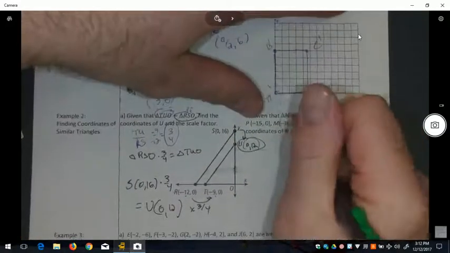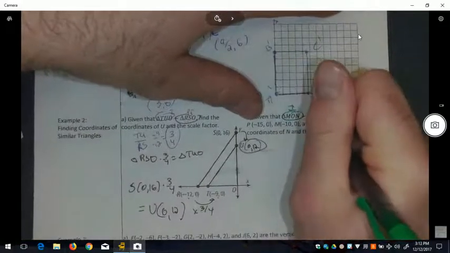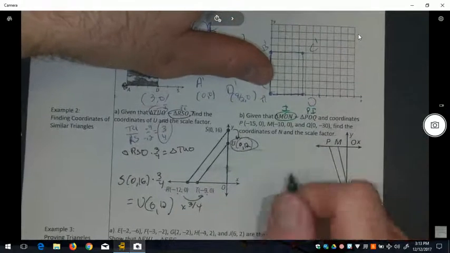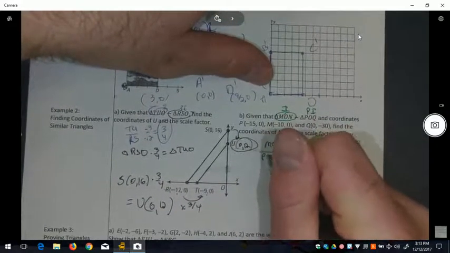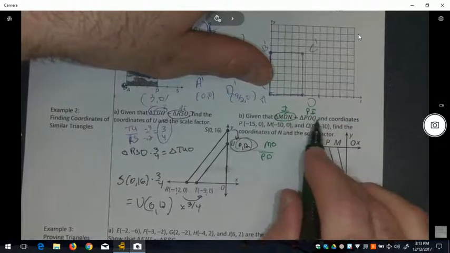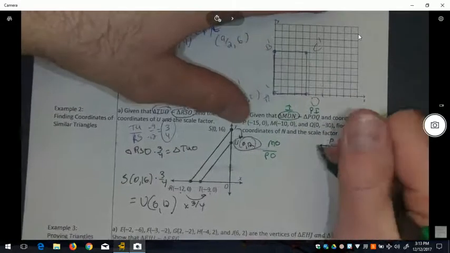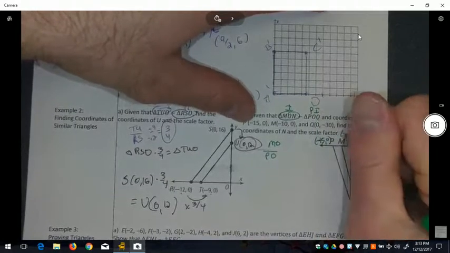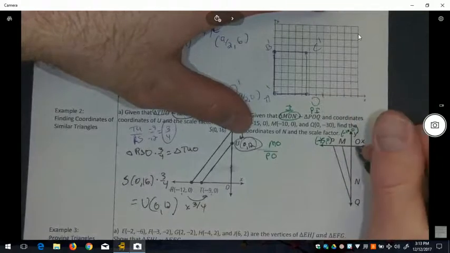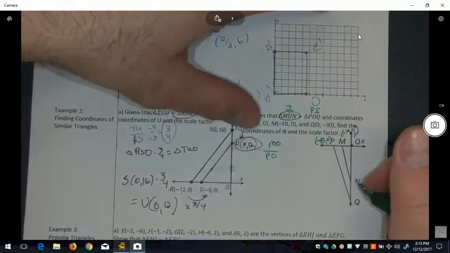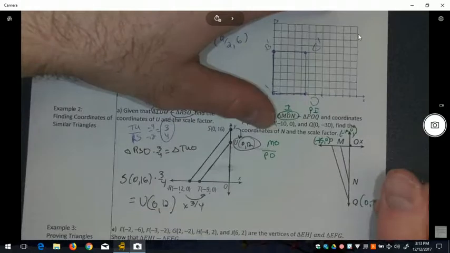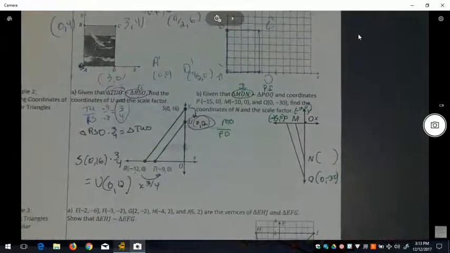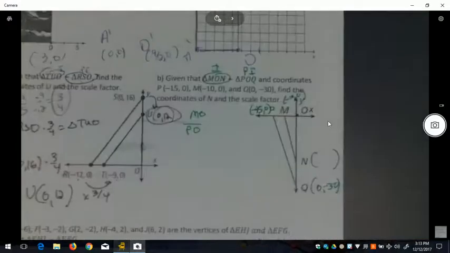For letter B, they always tell us the similarity statement, this is image, this is pre-image. Remember, the scale factor is always image over pre-image. So if we're looking at scale factor, we're looking at MO over PO, or some combination of these over this. They also give me the coordinates of P to be negative 15, 0, of M to be negative 10, 0, and O is 0, 0. And then they give us the coordinates of Q to be 0, negative 30, and we're supposed to find the coordinates of point N. Well, and I can zoom in on that just a little bit.